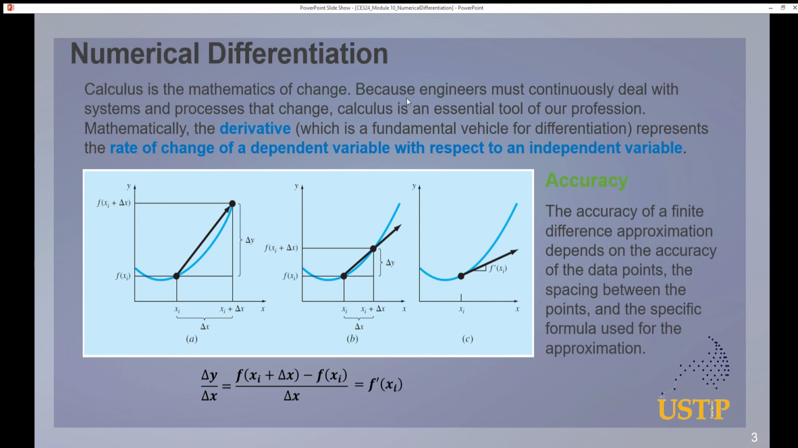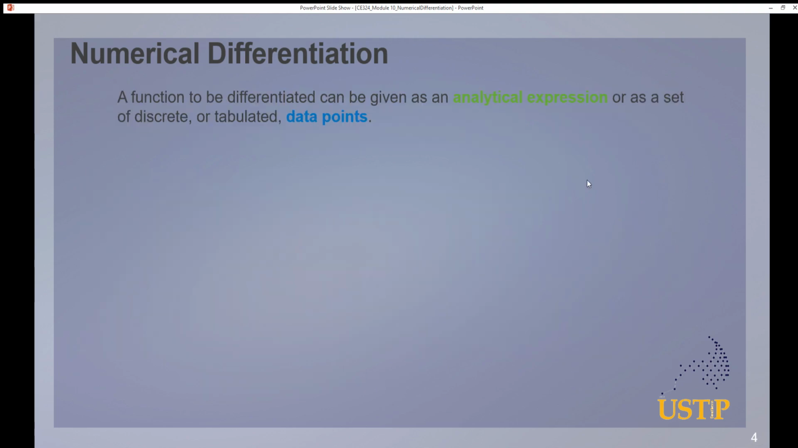Okay. Short note on accuracy then. The accuracy of a finite difference approximation depends on the accuracy of the data points, the spacing between the points, and the specific formula used for approximation. By the way, in numerical differentiation, delta x is assumed to be equally spaced. Continuing on with numerical differentiation.